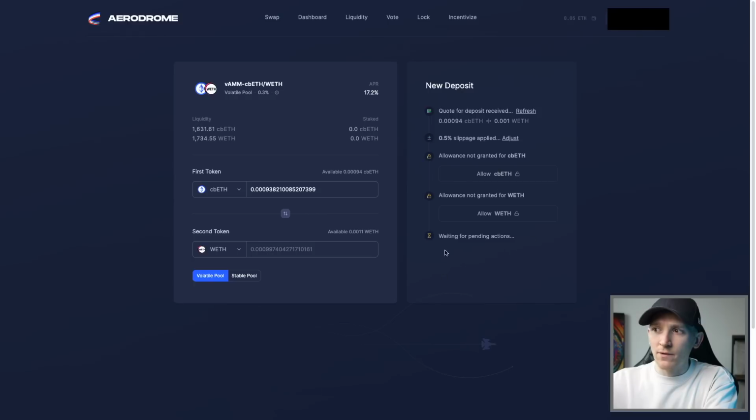And then you have to allow these tokens. What you're doing is allowing the protocol to go ahead and manipulate your assets. You can allow this one, you can allow this one, and then once that's done and allowed in your wallet, you can go and add them into the pool.